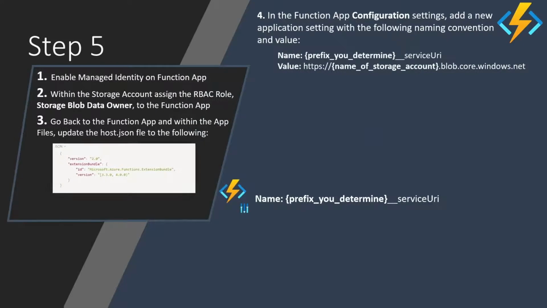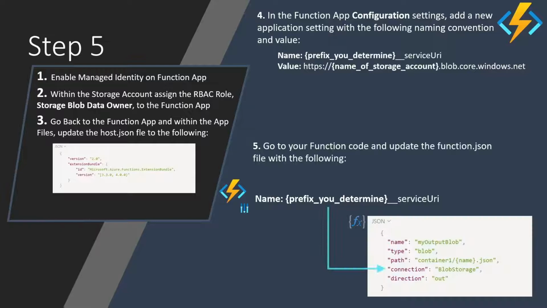Step 5. Go to your function code and update the function.json file with the following. The prefix you set on the application setting name needs to match the value you give to the connection property in the function.json file. This JSON object can go anywhere inside the bindings array.